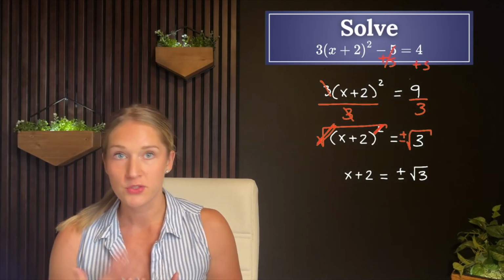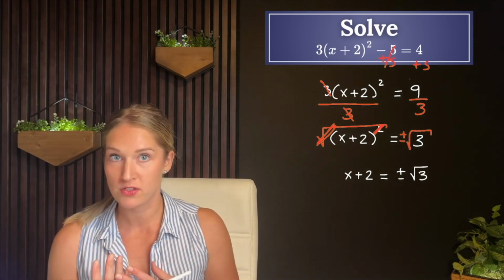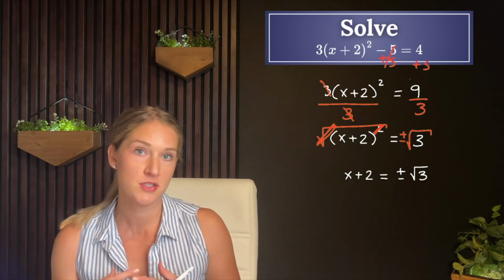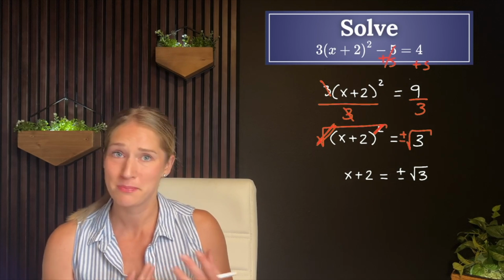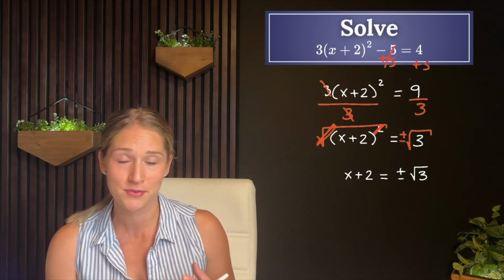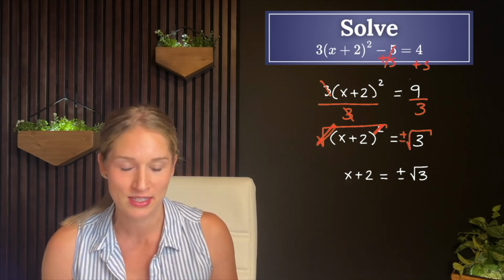Now from here, you can separate it into two separate equations. X plus 2 is positive rad 3, x plus 2 is negative rad 3. But I'm just going to leave it like this because I can't simplify any further with that square root of 3 anyways, so we might as well just leave it like this.